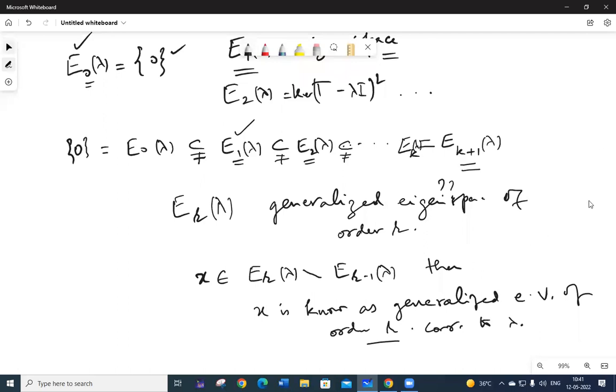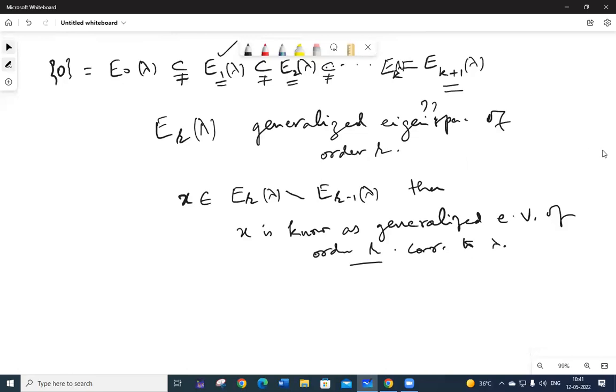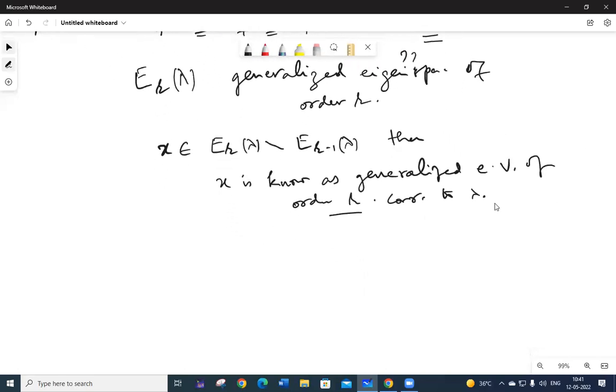Let me now look at something here. What can you say about (T minus lambda I) applied on X, if X is here? What is the guess for that? Where would this vector be?